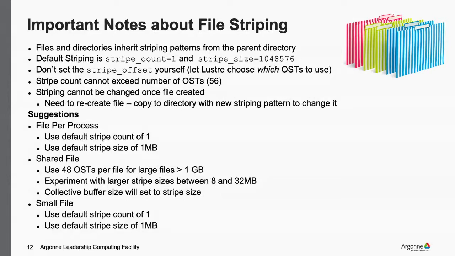Also to note, I said collectives. Collectives use a buffer. So on the node that's buffering, the collective buffer size you have set will determine what the stripe size is. So if MPIO creates your file for you, it will specifically set the collective buffer size to be equal to the stripe size. And then if you just have a small file, regardless, the default of 1 or maybe 2 is reasonable for small files. So these are your guidelines for setting the stripe size.